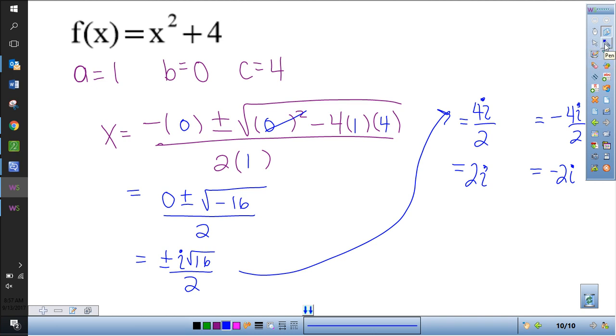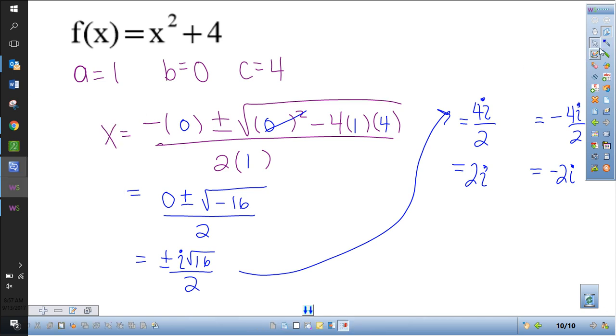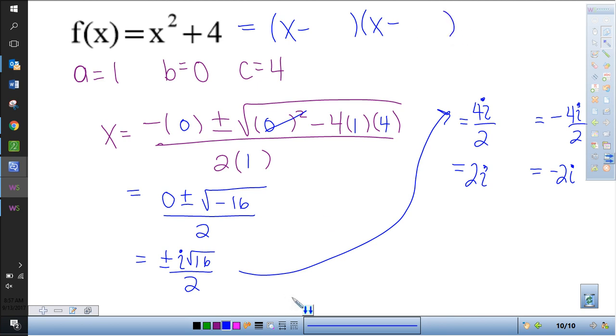So I could rewrite this in factored form with these solutions. Even though they're not real, I could still write it in factored form. Each time it was x minus your root and x minus your root. So this time my roots are 2i and negative 2i. So this comes out to be x minus 2i and x plus 2i. And there's my factored form of x squared plus 4. It does not have real factors, it has non-real factors.